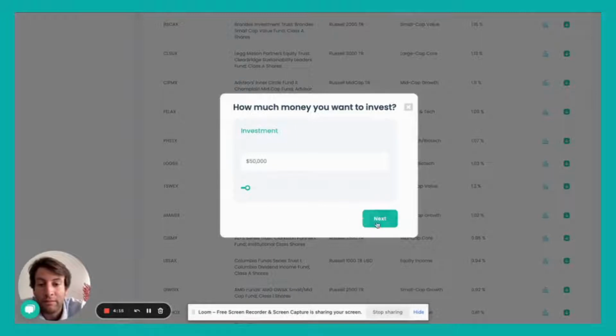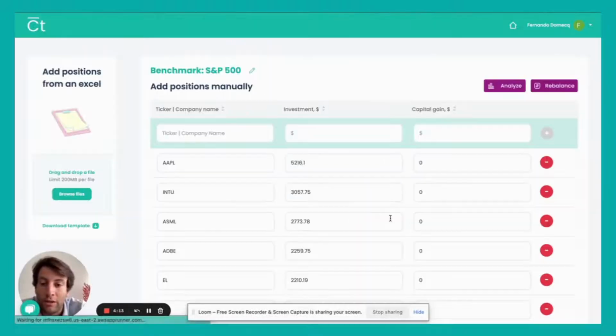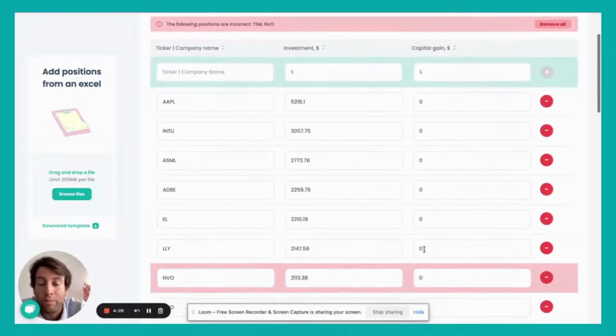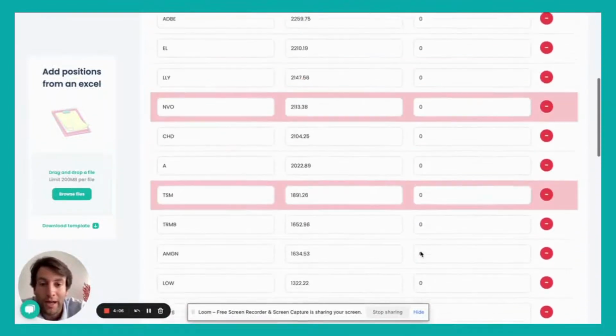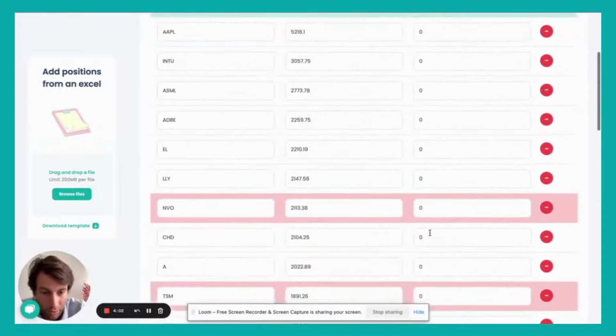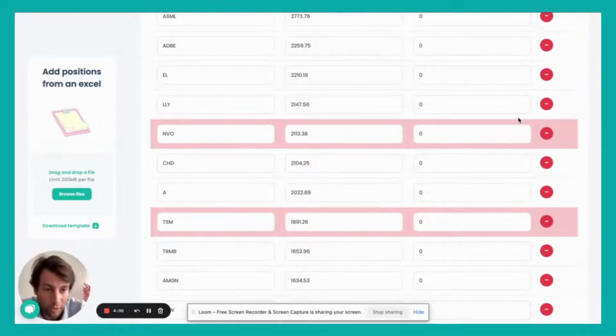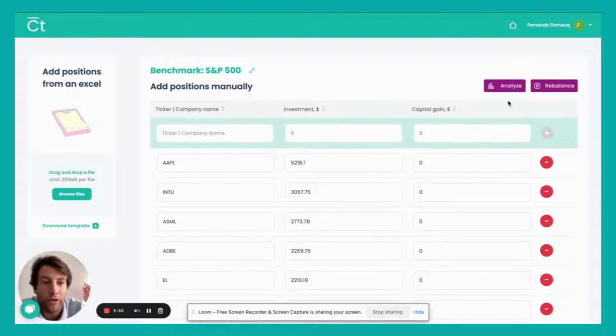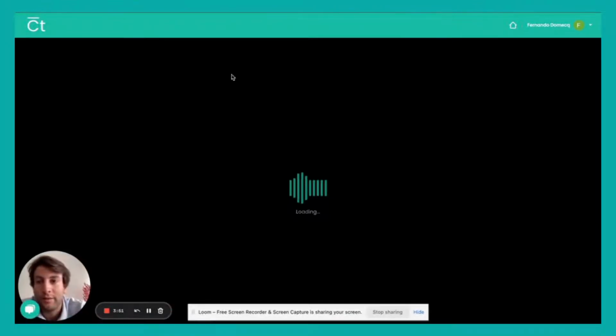We're going to just keep it to $50,000. And now what the system is doing is moving all these positions to the portfolio analysis. There's two stocks here in red. You can see the stocks that we don't have or we are not covering within our universe. So you can go and delete those two. And with that, we are ready to launch the analysis.